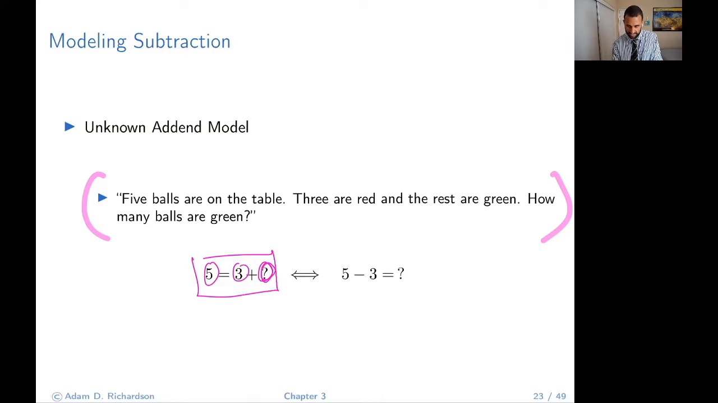Now, this is mathematically equivalent to computing 5 minus 3. That's what this double arrow means. Double arrow in that way means equivalent. So we're getting students to think about subtraction in an additive way. Essentially, they're saying, how much do I have to add to 3 to get to 5? Well, the answer is 5 minus 3. That's the question mark.